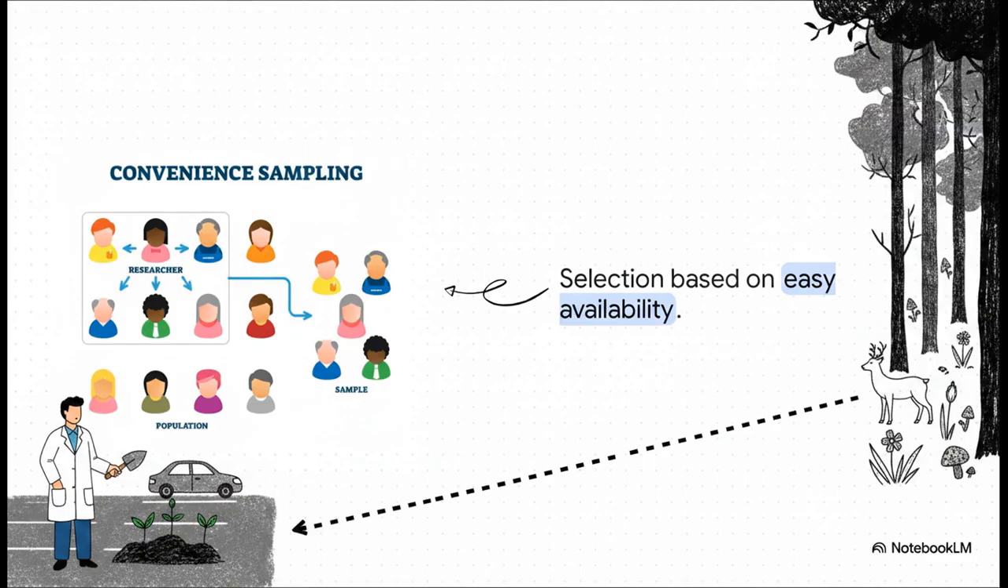The most basic, and frankly the riskiest, is convenience sampling. This relies entirely on what's easy to access. It's literally like testing the soil right next to the parking lot, just because it's a short walk. The disadvantage here is pretty glaring. You leave with absolutely no idea if your sample actually represents the deep, unreachable parts of the forest.